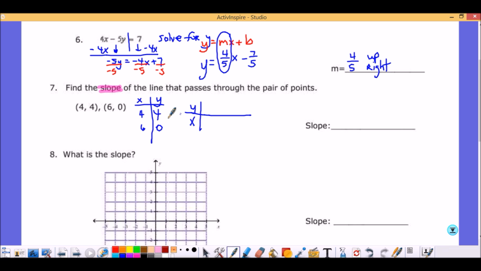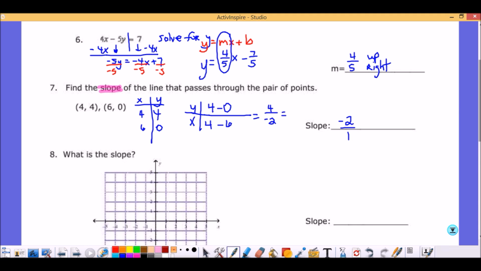And so when I do that, I get 4 minus 0 now in the numerator and 4 minus 6 in the denominator. So now I'm ready to just do the math. So now I get 4 over -2. And that reduces down to -2, or -2 over 1.